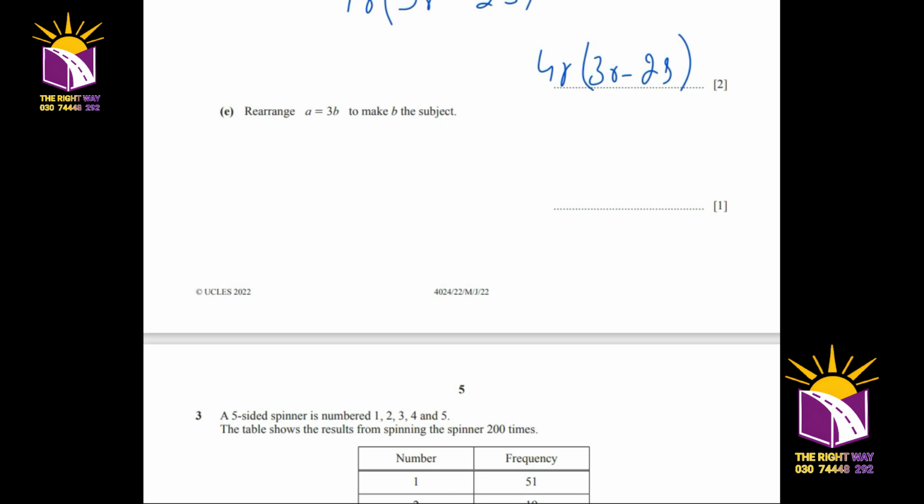Rearrange A is equal to 3B to make B the subject. Very easy. A equal to 3B. To make B the subject, I have to separate it. So 3 is multiplying on this side, 3 is going to divide on the other side. So B will be equal to A divided by 3 and it will be your answer.